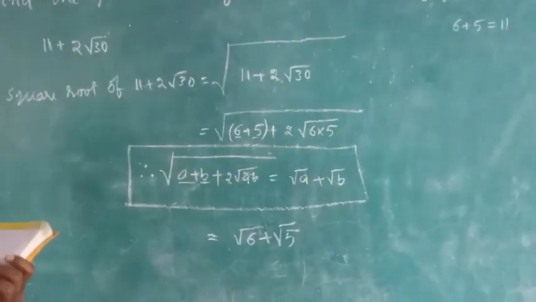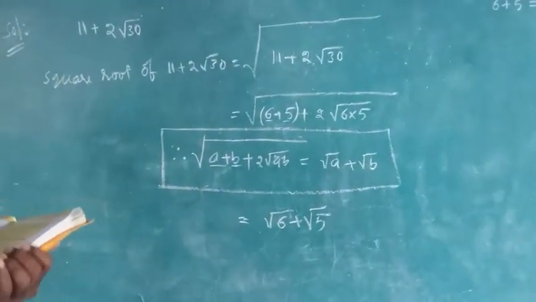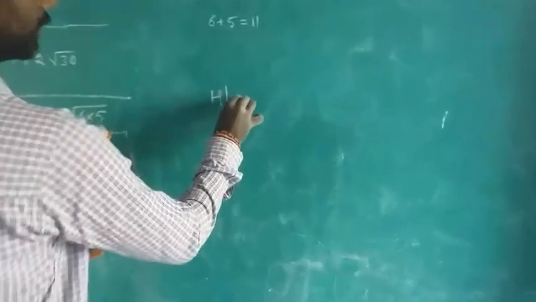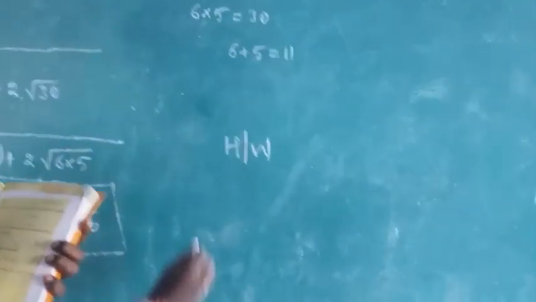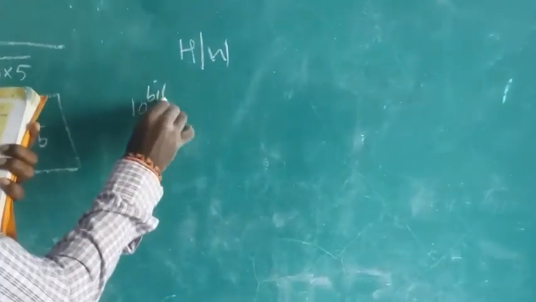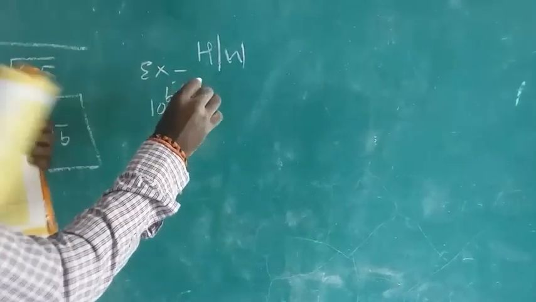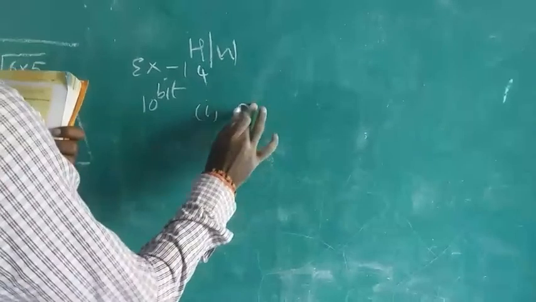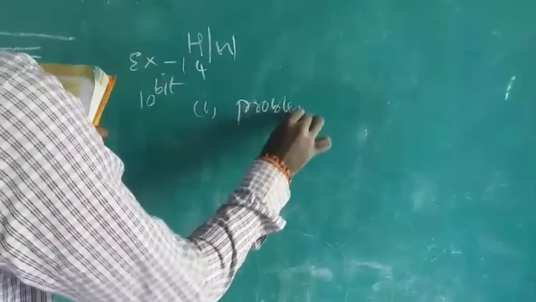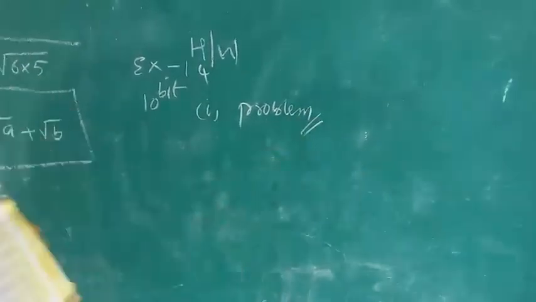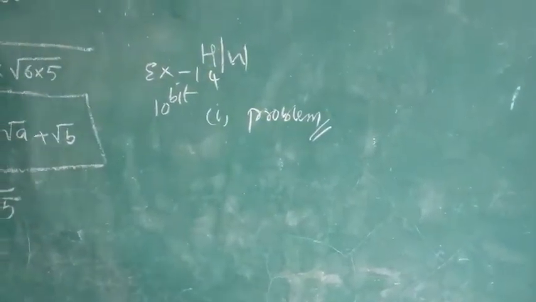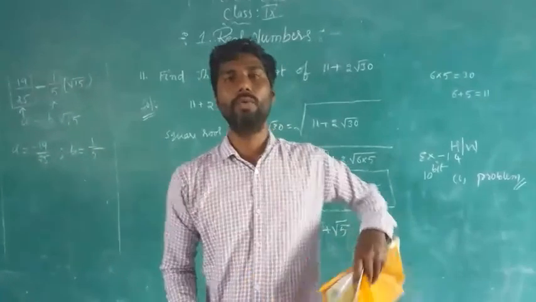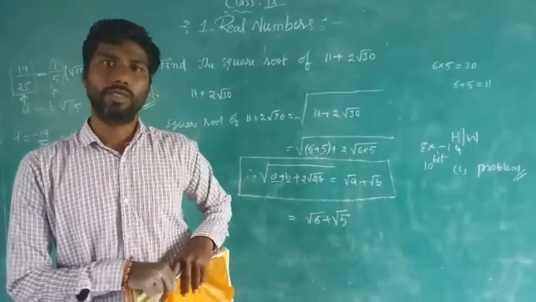Now the homework I gave. What is the homework I gave to you? I gave only one problem. That is the homework. The homework is 10th bit, exercise 1.4, 10th bit first problem. The first problem is the homework. So now the chapter is completed. You try to maintain the classwork and I hope you complete the homework. Thank you very much.